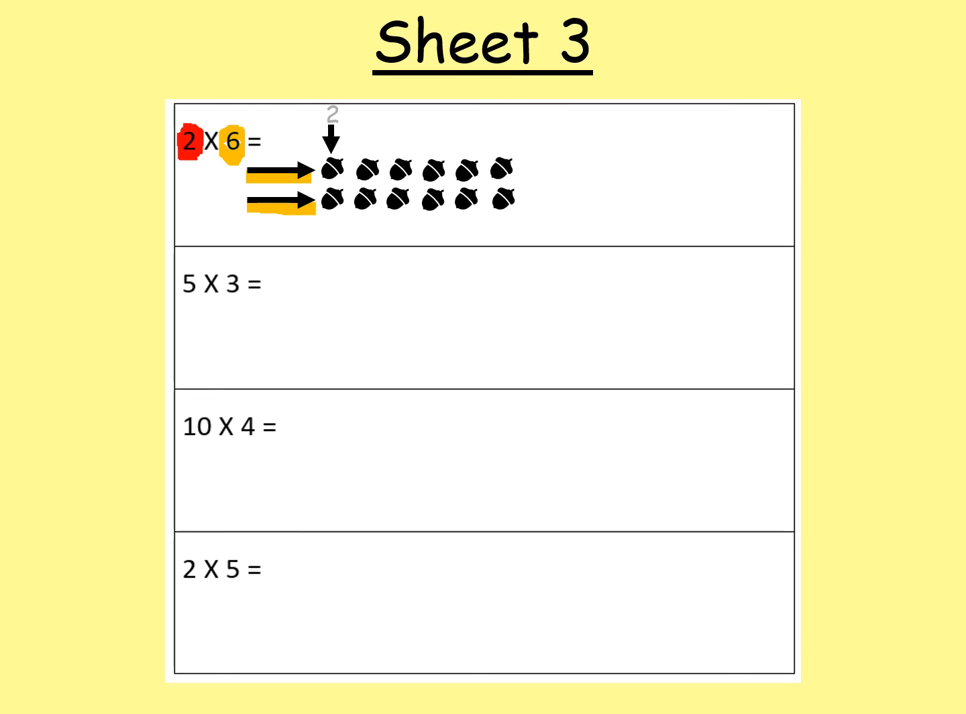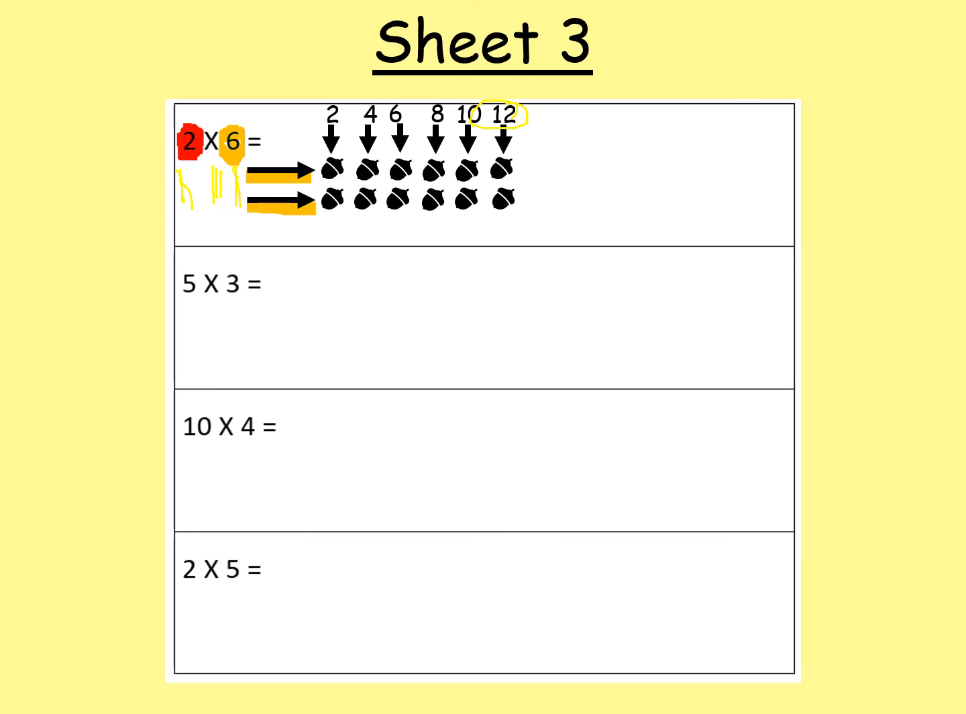So we've got 2 here. If we add the next 2, 4, add another 2, 6, add another 2, 8, add another 2, 10, add another 2, 12. So altogether there are 12. We would say that 2 times 6, 2 groups of 6, 2 lots of 6 is 12, because there's 12 altogether. Now, I'm not going to do the rest of the sheet for you because I'd like you to have a go at doing it.